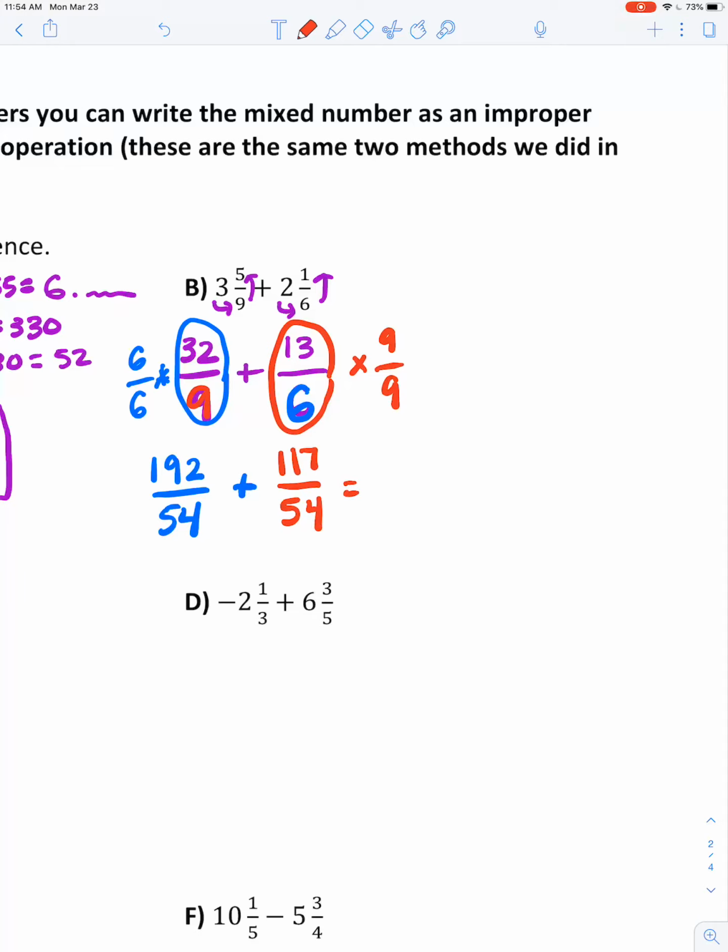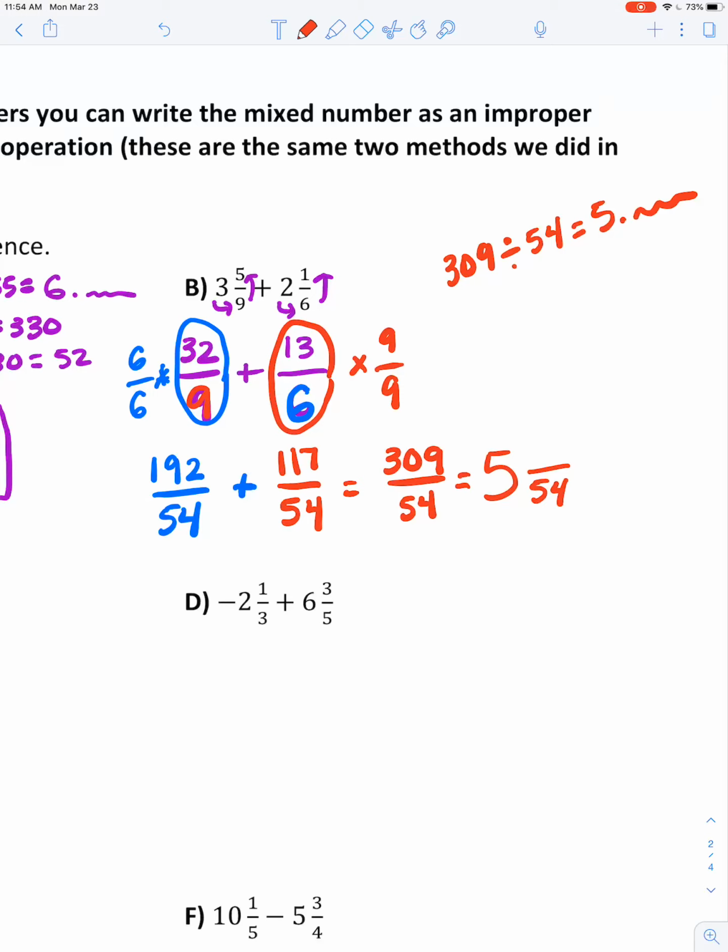Now we can add these just like normal. 192 plus 117 is 309. So now I want to know how many 54s go into 309. This is where we just do a little side work on a scratch paper or on the side of your paper. Do 309 on a calculator divided by 54, and you should get 5 point something something. Okay? When you do that, that means I'm pulling out 5 whole 54s from 309.